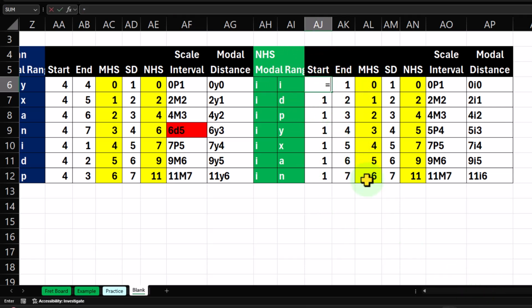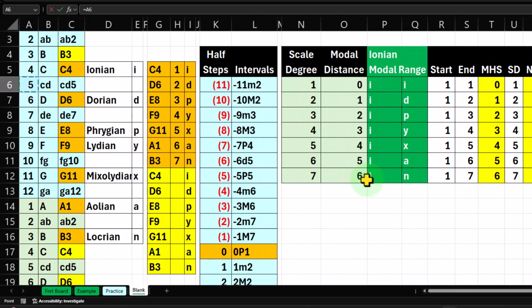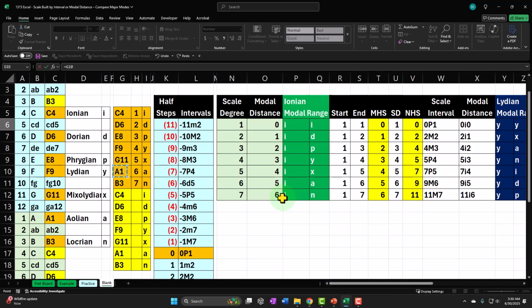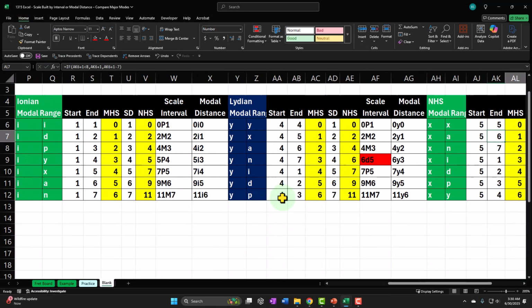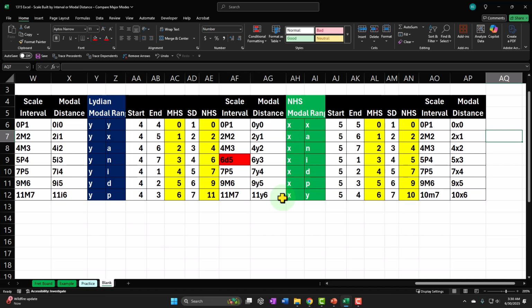Now I want the starting point to be the 5th, or mixolydian. So mixolydian is going to be here. So 5 mixolydian, and that should change everything. Let's see. It's an XX modal range, mixolydian to mixolydian, or 5 to 5.